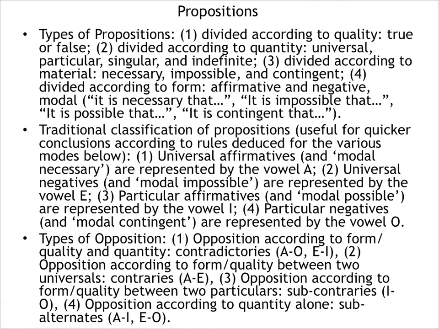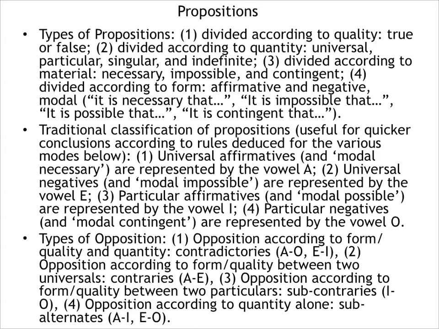If we use quality to divide the propositions, we get true and false propositions. Those are two kinds of propositions or judgments. The judgment can either be true or false. If we use the category of quantity to divide the propositions into different kinds, we get universal or particular. Don't worry about the others. And then if we use the concepts of material and formal causation to divide up types of propositions, we get, as you see there, necessary and possible or contingent. You don't have to worry about those. More important, division according to form, affirmative and negative. Don't worry about modal.